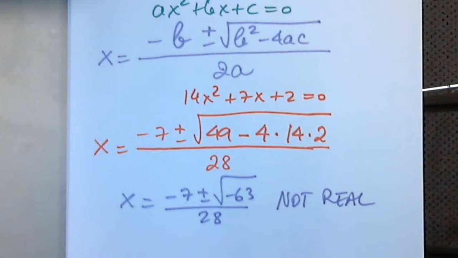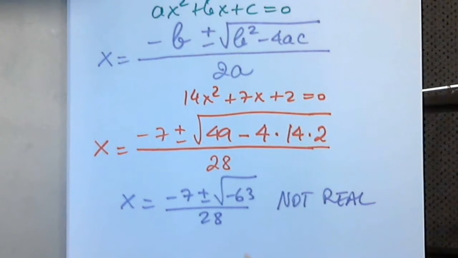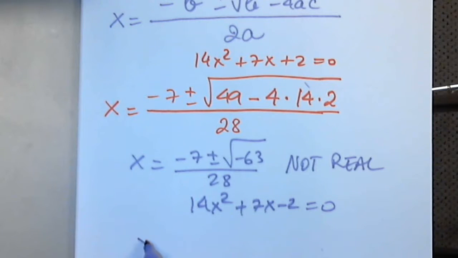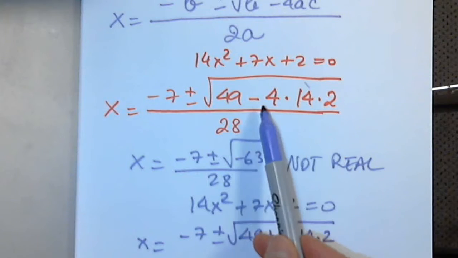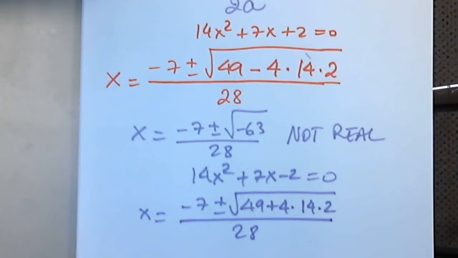Allow me to make a minor change because I would like to illustrate with a calculator also. So I'm going to keep your equation, but I'm going to change 2 into negative 2. Everything else is fine. There's nothing wrong with this, but it just doesn't have real solutions, and I cannot illustrate with a calculator. So then x would be negative 7 plus or minus the square root of 49 plus 4 times 14 times 2. Because 2 is negative, I changed the sign into positive. And let's say we are okay with approximations.